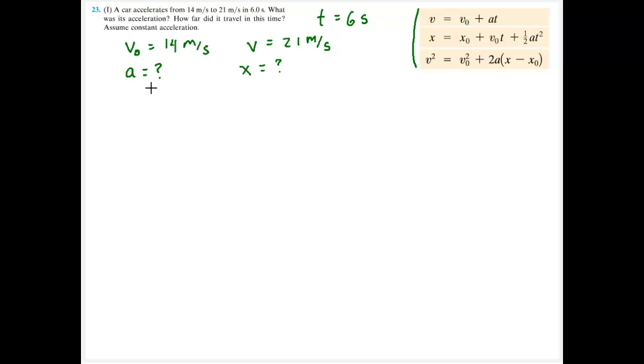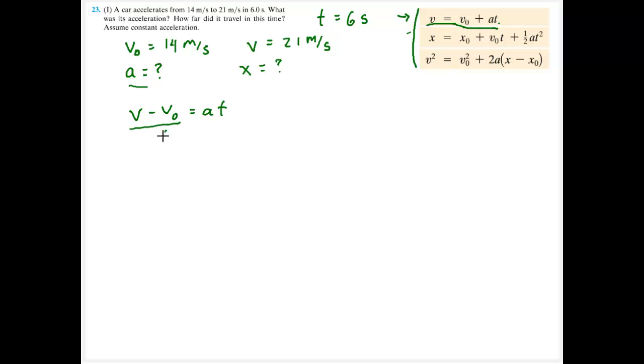So let's deal with first the acceleration. I look at my equations over here and I see that this top one, it's got the initial velocity, it's got the final velocity, it's got the time, and it has acceleration. So all I have to do is say, alright, well, I'm going to use this equation right here. First thing I'm going to do is I'm going to solve it for acceleration just to isolate the a variable. So I'm going to subtract v0 from both sides and say v minus v0 is equal to the acceleration multiplied by the time.